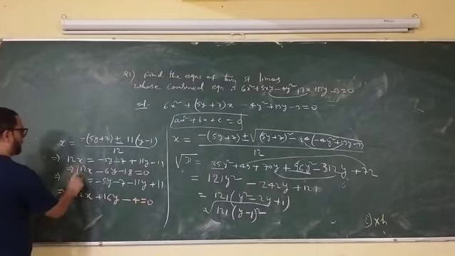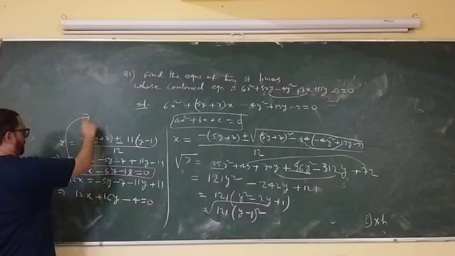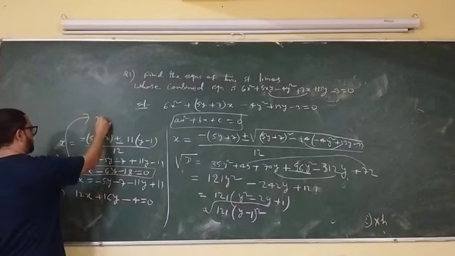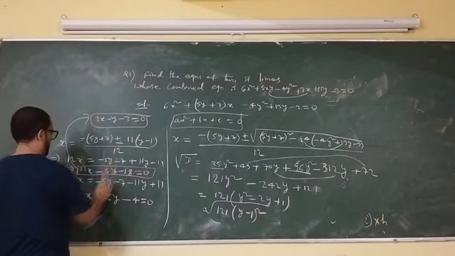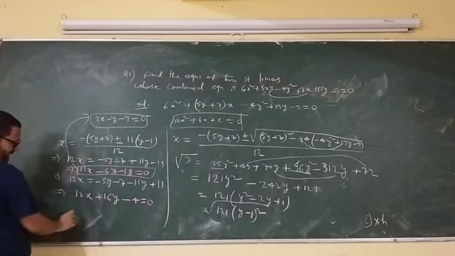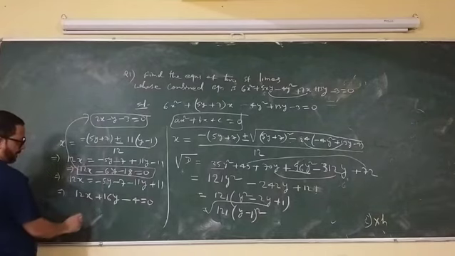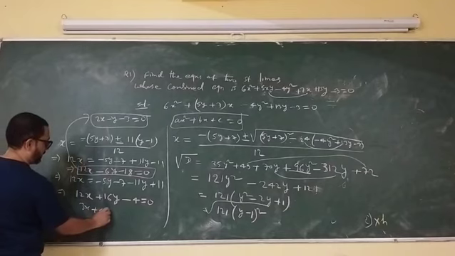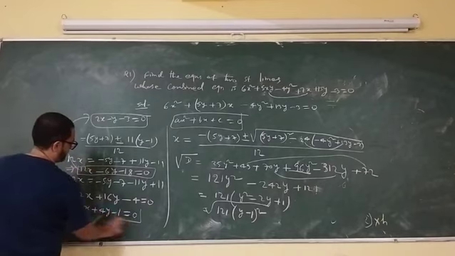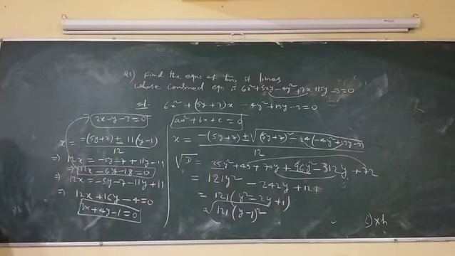So here this can be transformed into 2x minus y minus 3 is equal to 0, and this will be 3x plus 4y minus 1 is equal to 0. So these are the two different equations we got. So write down this.